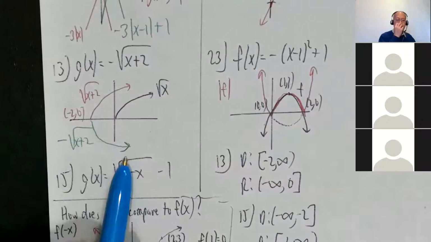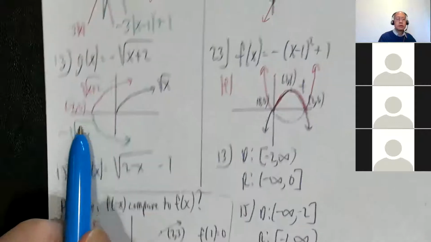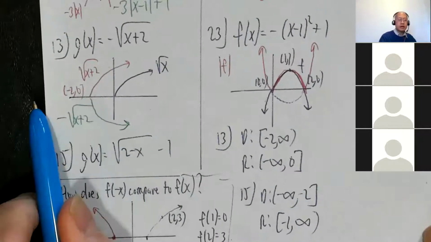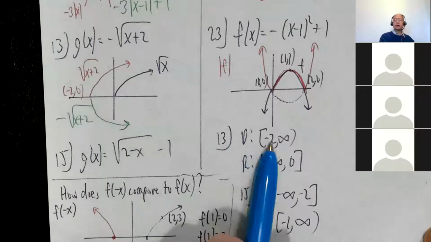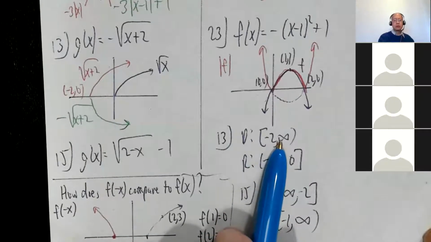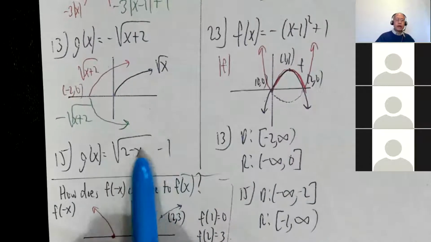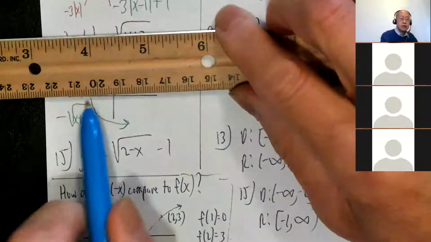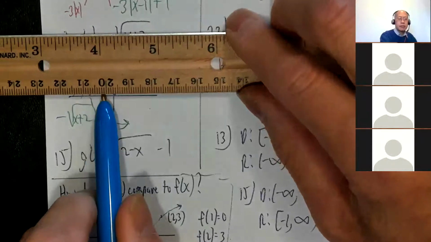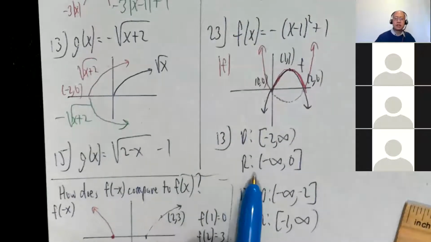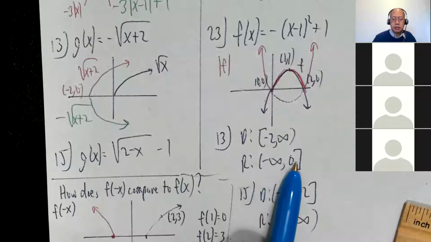So this was the graph, right? So domain, I got nothing over here. I have negative 2 all the way to infinity. So bracket negative 2 comma infinity. Range, well, I have all the negative numbers I want. I have 0 and nothing above. So the range is parenthesis negative infinity comma 0 bracket.